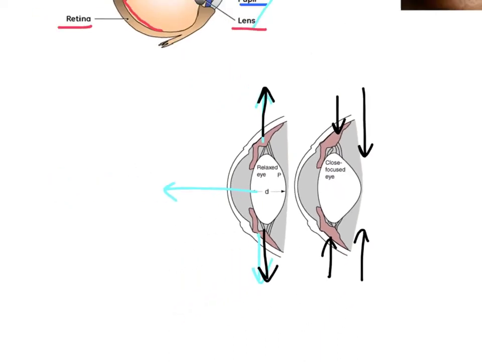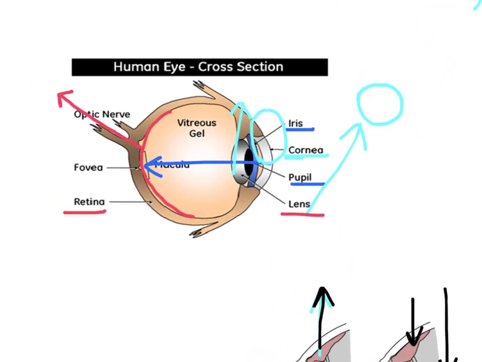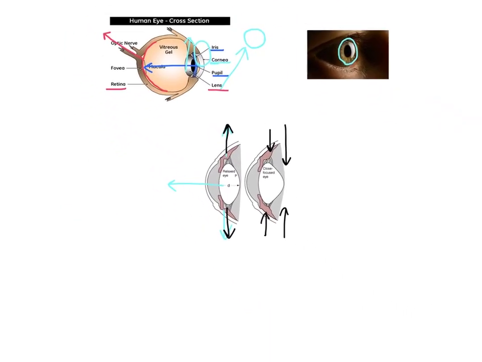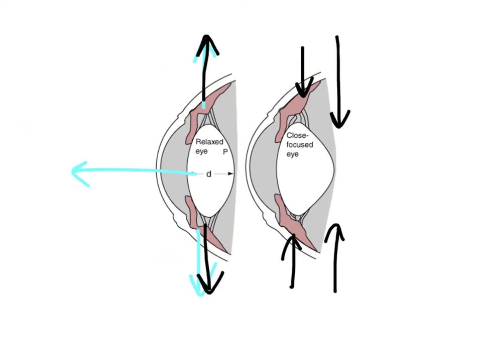So, in summary, we've looked at different parts of the eye: the iris, the cornea, the pupil, the lens, and the retina, and their functions. And we also looked at how the muscles control your lens in order to bring images into focus, whether they're near or far away.